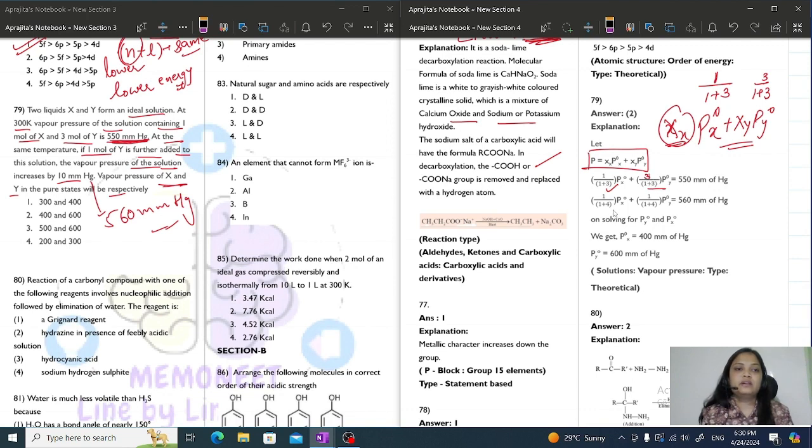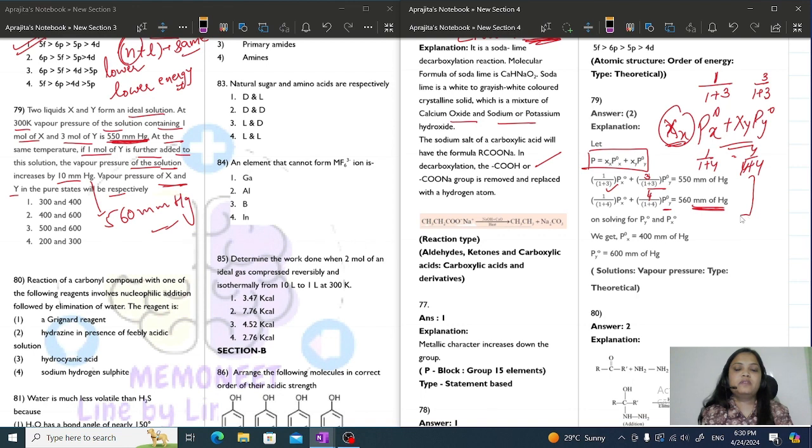Now similarly, 1 mole of y is being added. So now the mole fraction of x is 1 upon 1 plus 4, and for y it's 4 upon 1 plus 4, multiplied by their respective partial pressures. So that is equal to 560.